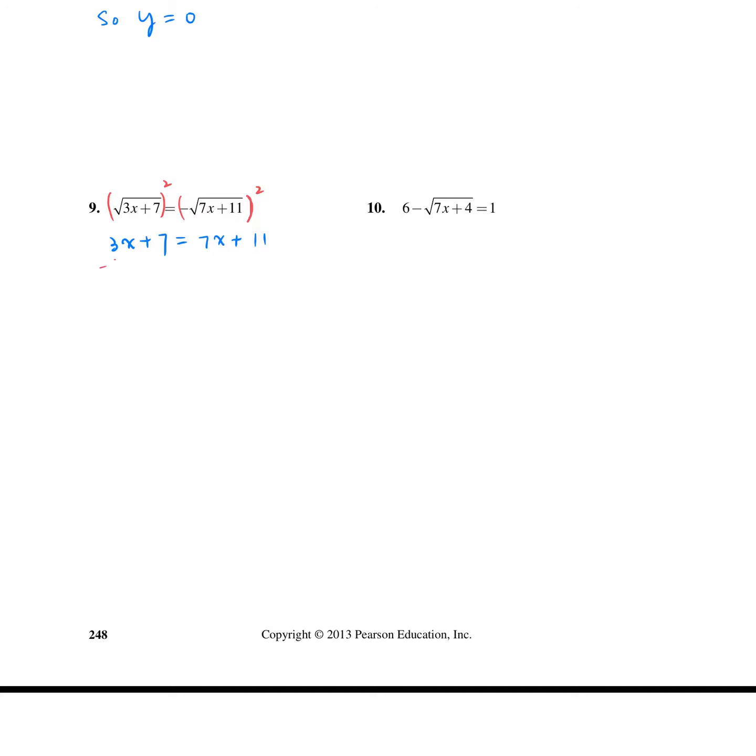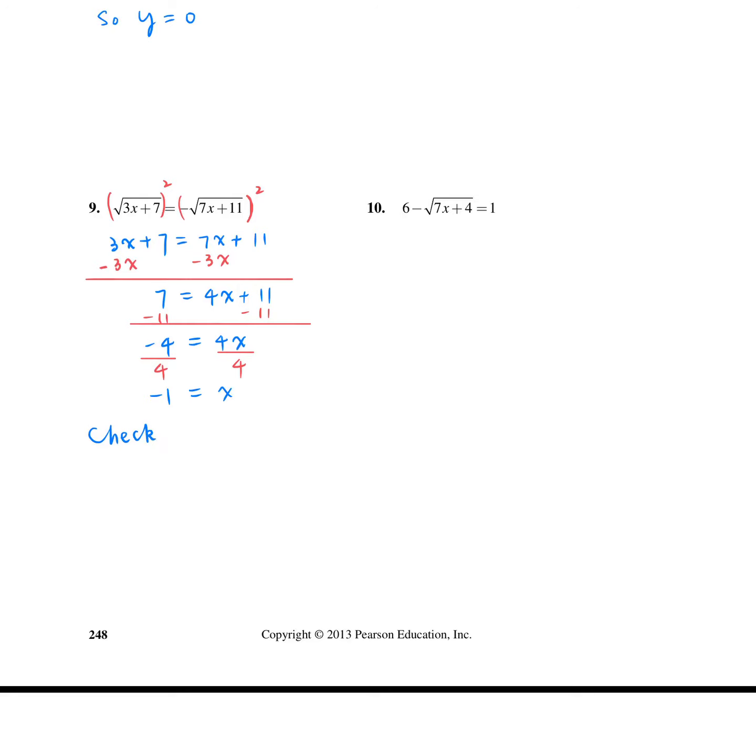I'm going to move that 3x to the right-hand side, just to cause a positive coefficient of x. And the equation becomes 7 equals 4x plus 11. And then move that 11 to the left-hand side. And I got negative 4 equals 4x. Divide both sides by 4, the coefficient of x. And I got negative 1 equals x.